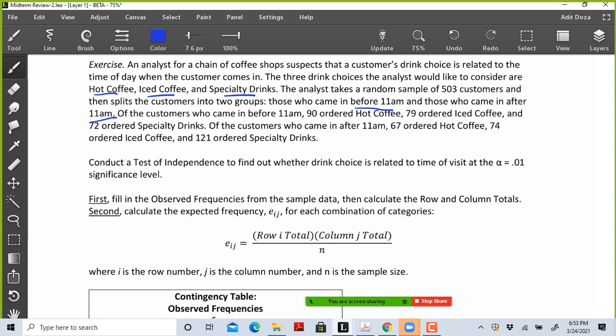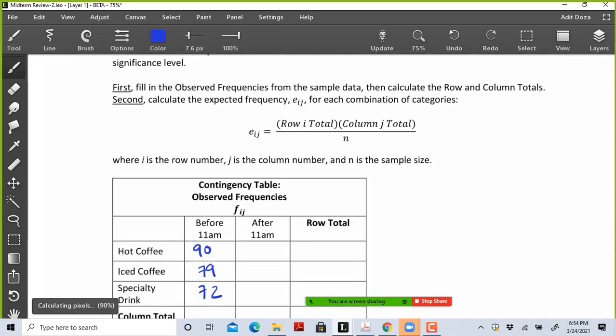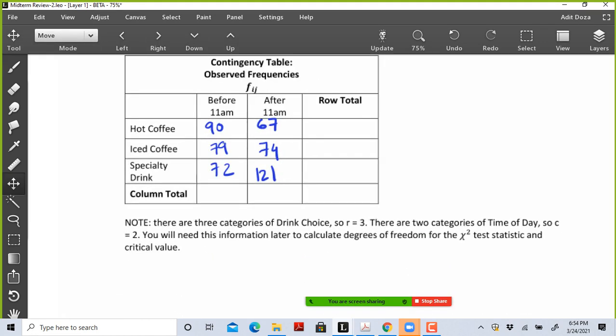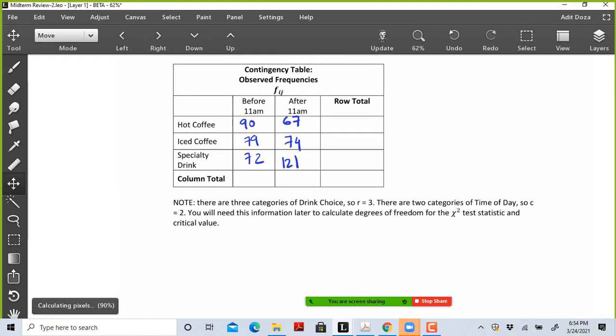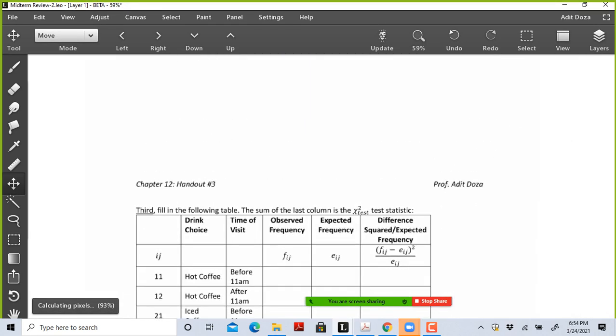And those who came in after 11 a.m.: 67 ordered hot coffee, 74 iced coffee, and 121 specialty drink. So after 11 a.m., 67 ordered hot coffee, 74 iced coffee, and 121 specialty drink. So this is the contingency table that we have.